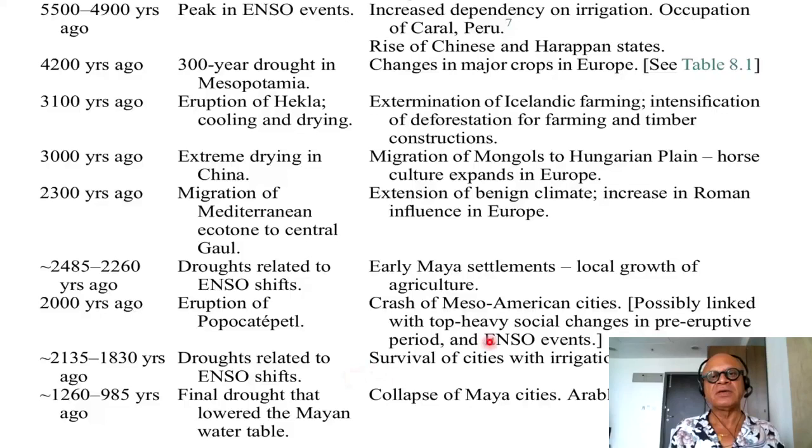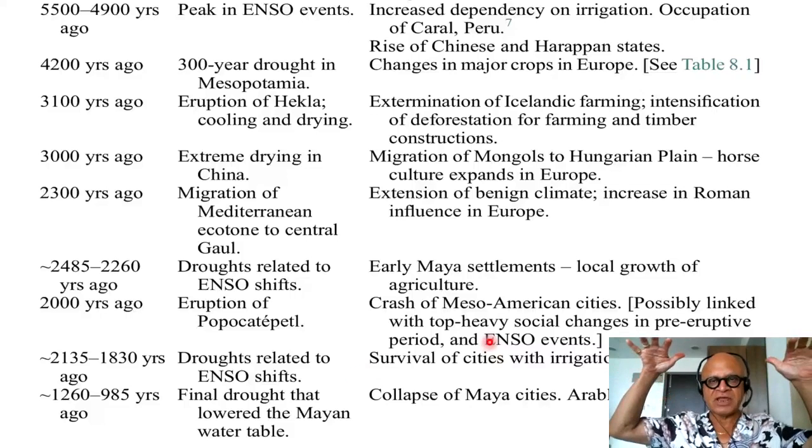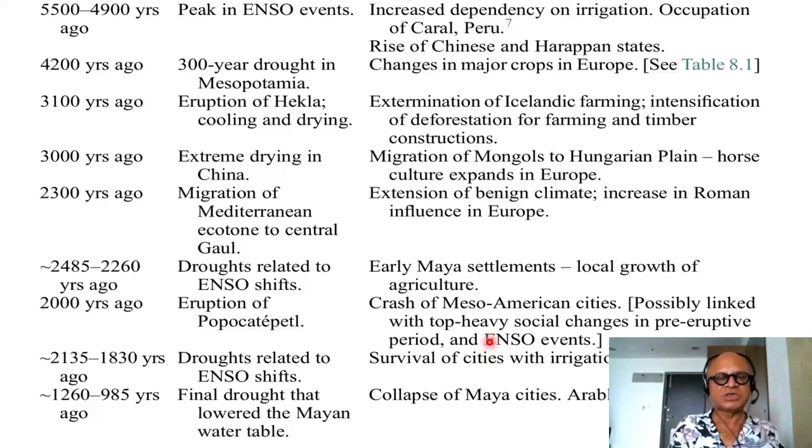Top-heavy meaning the working population was dominated by the social changes at the top, who were basically ruling and not really innovating to survive the sudden abrupt changes introduced by eruption of a volcano. 2135 to 1830 years ago, droughts related to ENSO shift, survival of cities with irrigation. So this shows how innovation and investment in irrigation implementations would have allowed better survival through droughts and ENSO shifts.